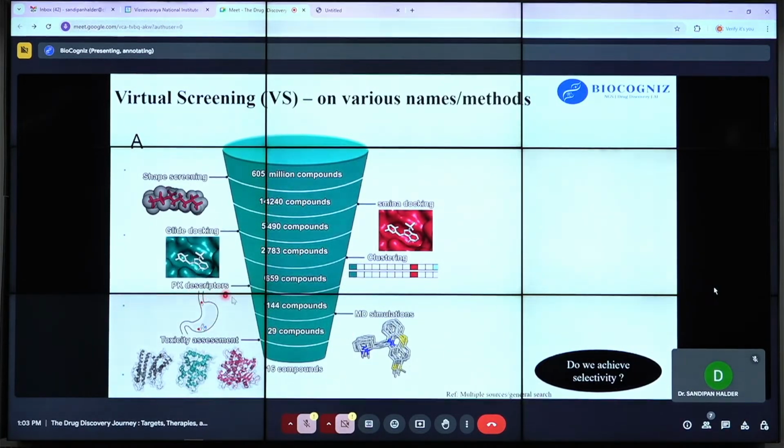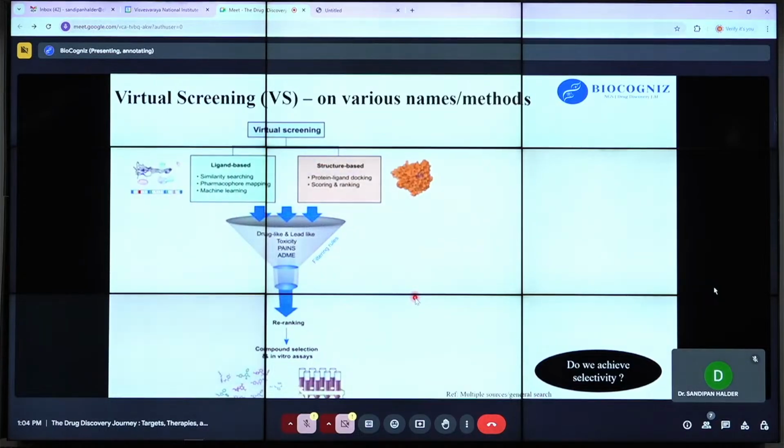So we can apply PK, PD, pharmacokinetics, pharmacodynamics filters, dockings, all these things, and then narrow down the compounds to maybe hundreds or thousands of compounds. After that, you can study the molecules in dynamics, in motion. Then you can better understand the interactions and their stability. So that is also possible.